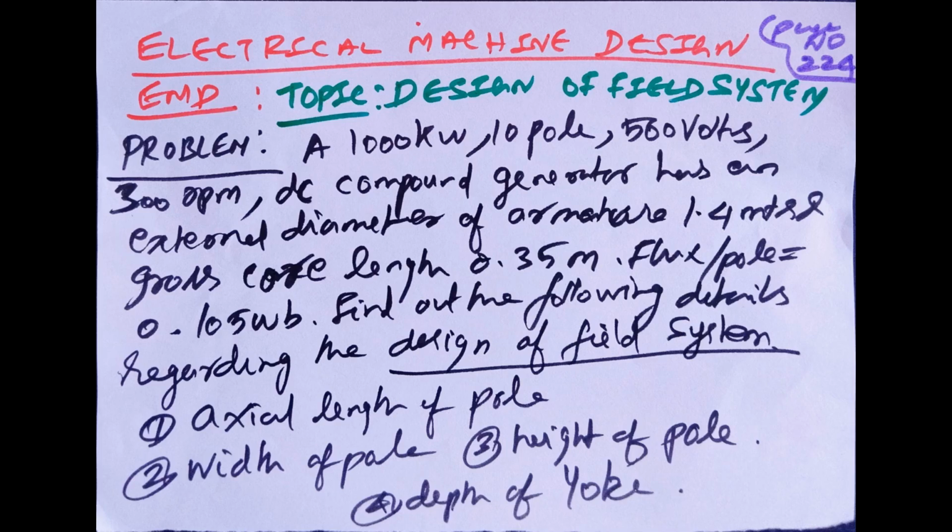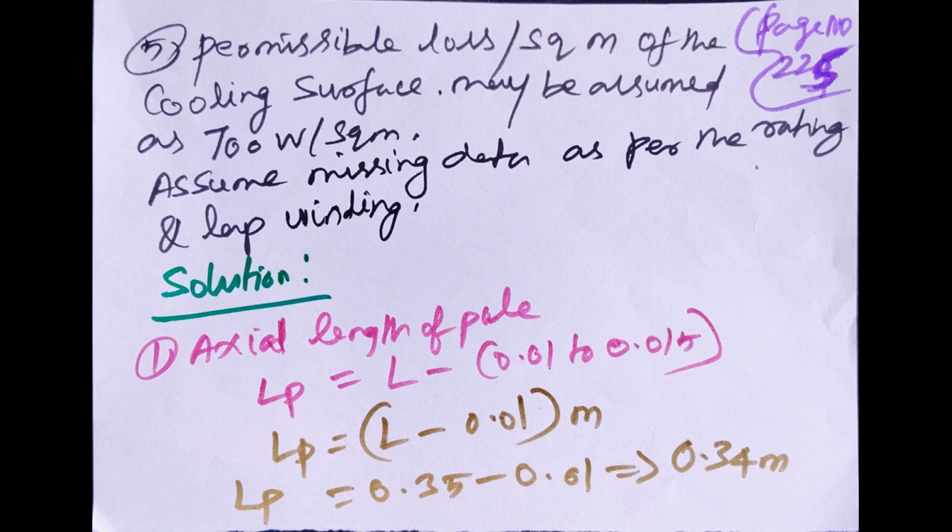First, axial length of pole. Second, width of pole. Third, height of pole. Fourth, depth of yoke. Continuation of question. Fifth point: permissible loss per square meter of the cooling surface may be assumed as 700 watts per square meter. Assume missing data as per the rating, and lap winding.